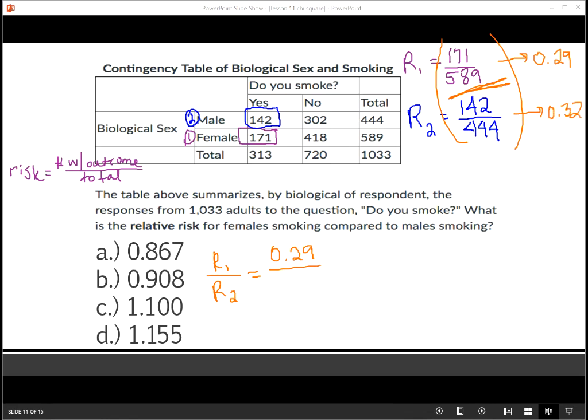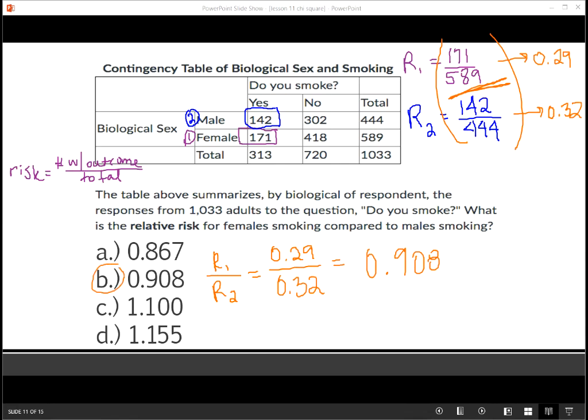I'm rounding to 2 decimals, but probably should round to 3, but too late. But okay, the 0.32. And then if you were to go ahead and solve this, I'll just make sure. 0.29 divided by 0.32. Yep. So you get about 0.908 if I would have rounded to 3 decimals. So that's how we got the answer B here.